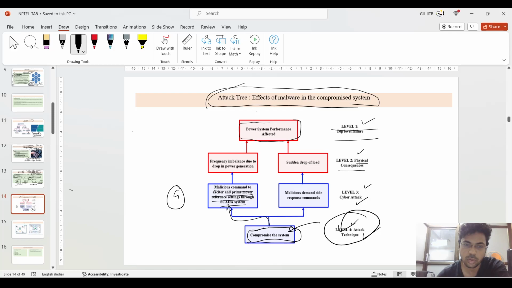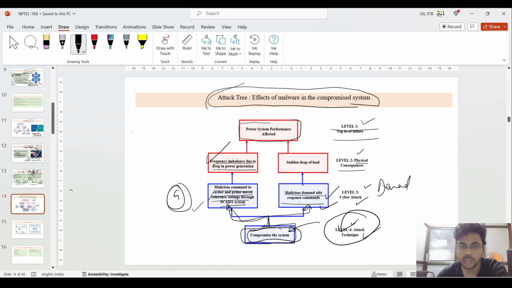If you have a generator and governor system with certain settings, and the SCADA setting, this malware makes the system compromise its security, and the reference settings can be changed. And in the same domain, malicious demand side response commands can also be issued. So one side is the generation side, the second is the demand side. A cyber attack coming from this one single point can affect both systems simultaneously or separately. So the system is prone to attack from both ends, the generation side and the demand side.